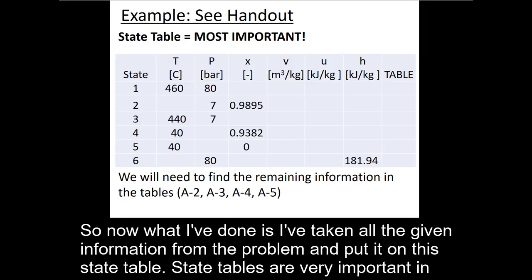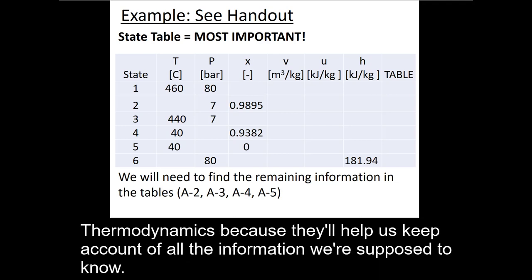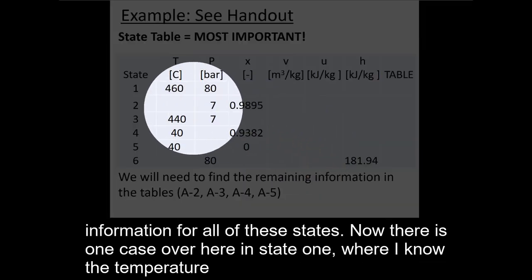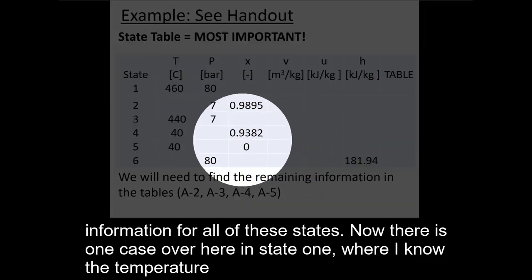So now what I've done is I've taken all the given information from the problem and put it on this state table. State tables are very important in thermodynamics because they'll help us keep account of all the information we're supposed to know. Now, when I look at this state table, I feel pretty confident that I can fix all of these states, or at least I'm hopeful, because I know 2 pieces of information for all of these states.